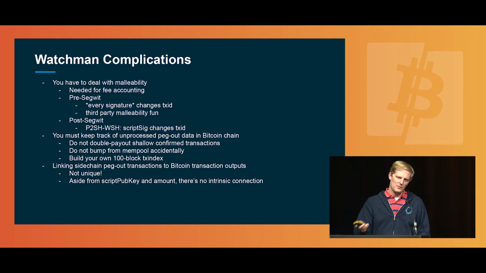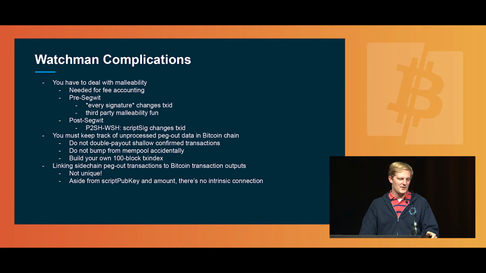That's right, and there's the 100 confirmation limit, but you still have to keep track of the things you see either in shallow blocks or in the mempool. So you don't want to double pay out shallow confirmed transactions. Like 50 blocks isn't enough. Or you also don't want to unnecessarily bump out transactions from the mempool. So you end up doing things like re-implementing TX index, but for like 100 blocks.